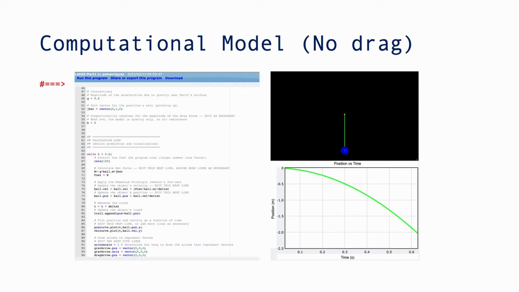Now shifting to GlowScript, this is the first computational model I did, which is not considering the force of drag, only the force of gravity. Here in the code we can see the acceleration due to gravity, which is 9.8 meters per second squared. Then we have the interval of time of the motion, which is 0.6 seconds. We see that the ball fell and moved downwards in the minus y direction. In the position versus time graph, we see that the ball in this model actually fell 2 meters instead of 1.2 meters, so it fell considerably more than the actual motion.